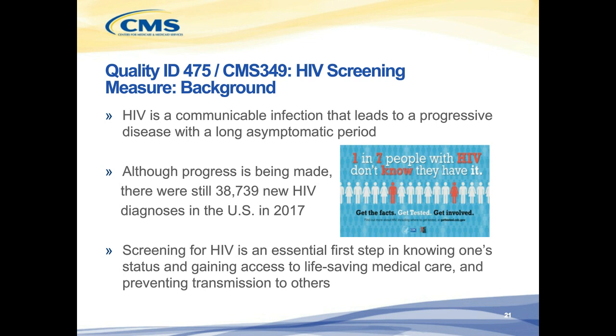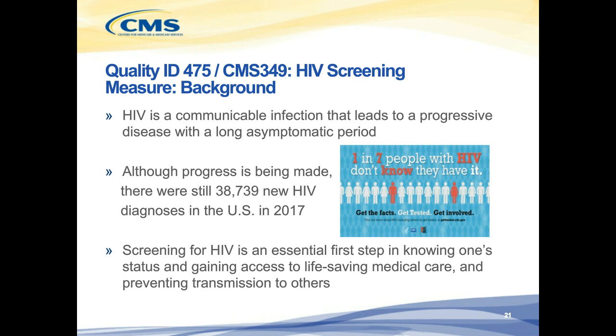So I want to thank you for your consideration, and I hope to show you why HIV screening is so critical. As you likely know, HIV is a communicable infection that leads to a progressive disease with a long asymptomatic period. And though progress is being made, there were still almost 40,000 new HIV diagnoses in the United States in 2017. In addition, many people are not aware of their HIV infection. CDC estimates that almost 15% of the 1.1 million adults and adolescents living with HIV infection in the U.S. are unaware of their infection.